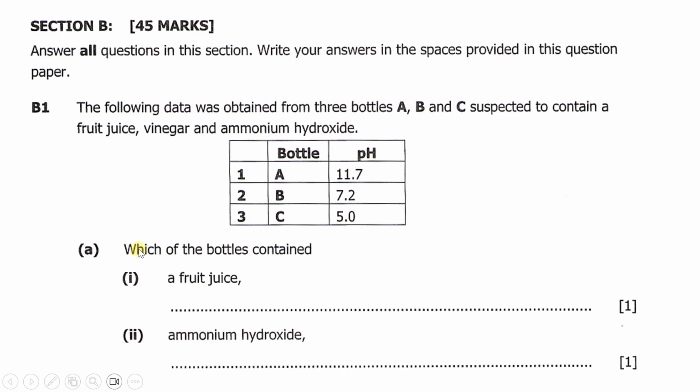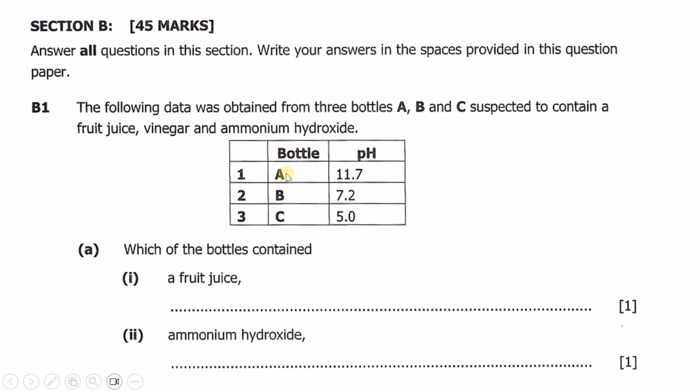We move to section B, 45 marks. Answer all questions in this section. Write your answers in the spaces provided in this question paper. B1, the following data was obtained from 3 bottles A, B, and C suspected to contain fruit juice, vinegar, and ammonium hydroxide. Okay, we are told the following data was obtained from 3 bottles A, B, and C suspected to contain fruit juice, vinegar, and ammonium hydroxide.